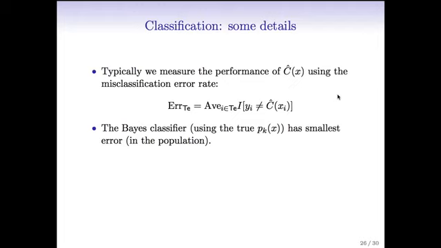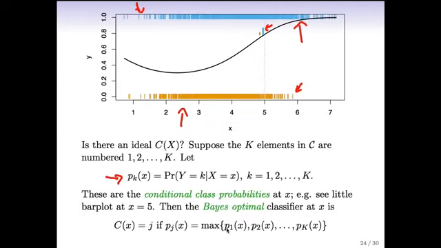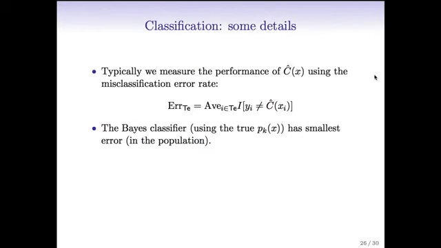There are other ways of classifying error where you can have a cost which gives higher cost to some mistakes than others, but we won't go into that here. So that Bayes classifier, the one that used the true probabilities to decide on the classification rule, is the one that makes the least mistakes in the population.